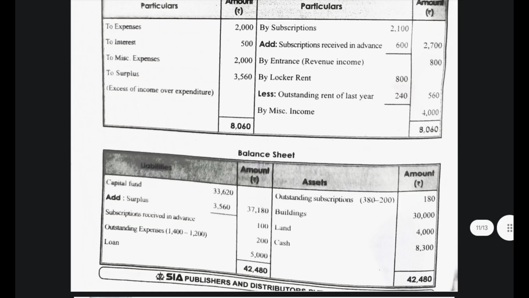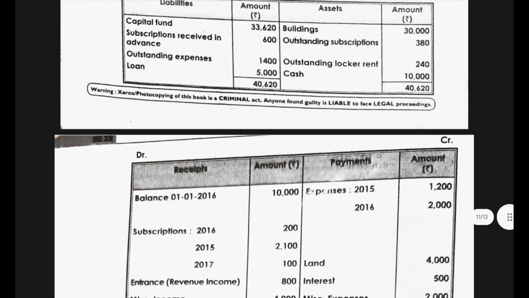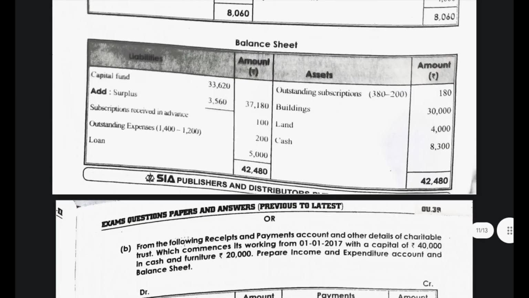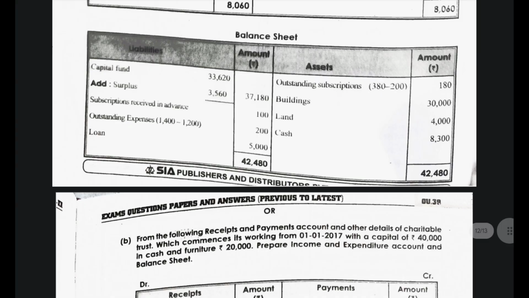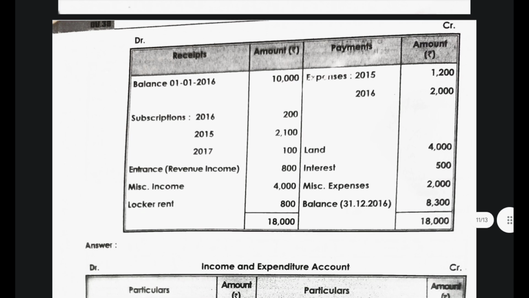Now building as it is from the balance sheet we have to take. It's given in the question, building 30,000. This building as it is, cash as it is, we have to take it. So building amount as it is, how much we are taking? 30,000. Cash 8,000. This land 4,000. Land is also given here, 4,000.